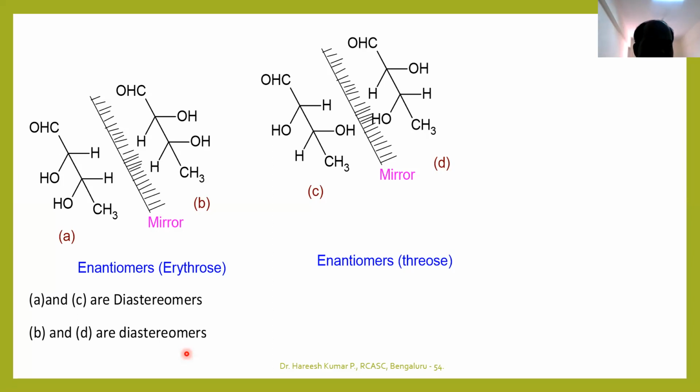When you are writing the example, you can take A and C. A and C are diastereomers, and similarly B and D are diastereomers. But if you want to write an example of enantiomers, A and B are enantiomers. Similarly, C and D are also enantiomers. Okay, I will also take a few more examples. So I will go to the next slide.